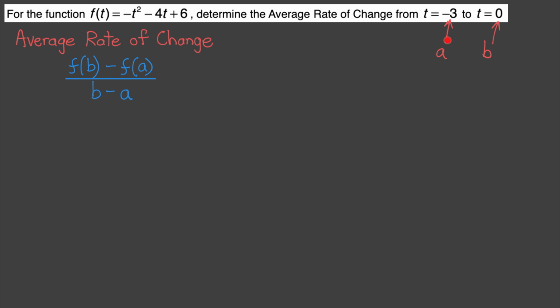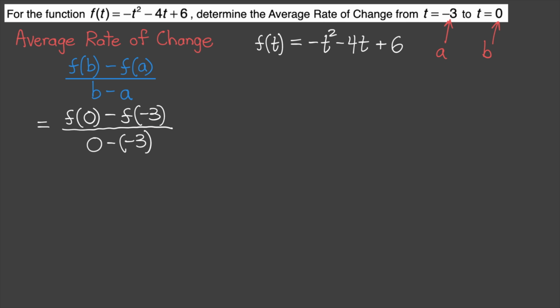So let's go ahead and plug those values into our formula for average rate of change. So f of b, well, b is 0, minus f of a, a is negative 3, and that's all over 0 minus negative 3. There's our formula. So now we can simplify the bottom, but we don't know f of 0 and we don't know f of negative 3. So let's go ahead and find f of 0 first.